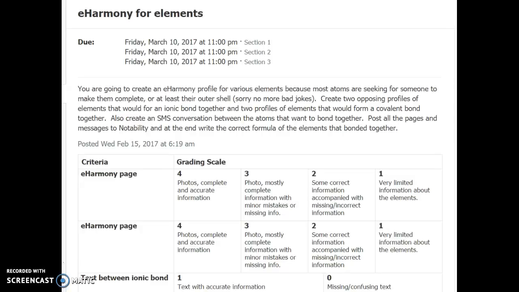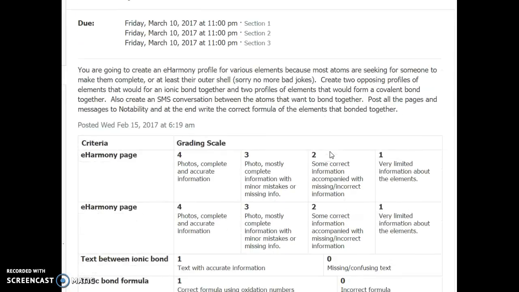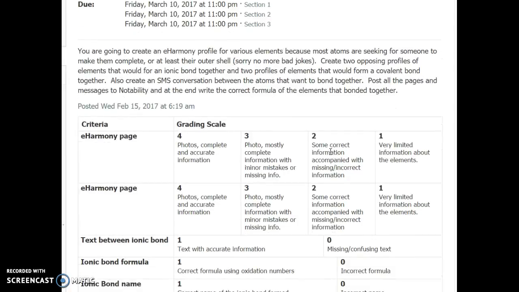I'm weird. So you're going to create two opposing profiles for elements. One of them is going to be for an ionic bond, so you're going to make two profiles. One needs to be a metal, one needs to be a non-metal, and then you need to write down what their formula would be if they were to form a bond. Then you're going to do two more profiles for two nonmetals, because remember covalent bonds are between two nonmetals. You're going to write down what the formula would be if they formed a bond, and write the name of the compound. So you're going to have 4 profiles in total.